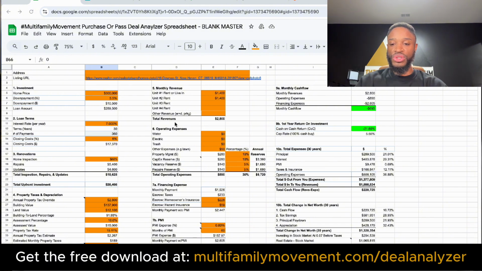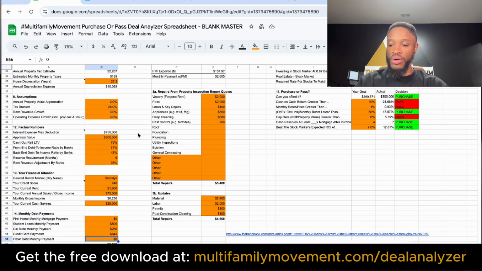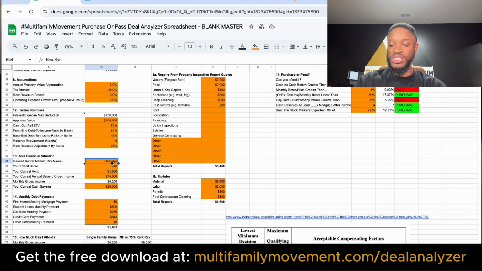So this is the Purchase or Pass Deal Analyzer, and first and foremost, we need to come down here and identify a little bit about you in steps 13 and 14. So what market are you looking to buy in? In this case, we're going to do Atlanta. Then you put your credit score. And then if you're a renter, you put your current rent. If you are a single family homeowner, then you'll put your mortgage, because ultimately we're trying to get rid of your housing expense by having passive income come from your real estate portfolio.